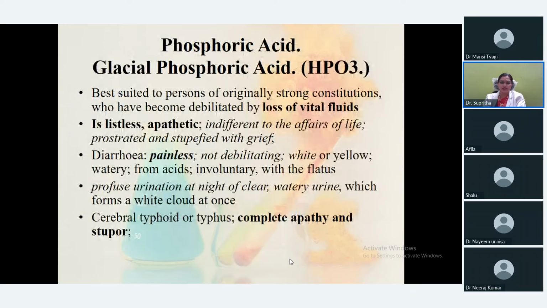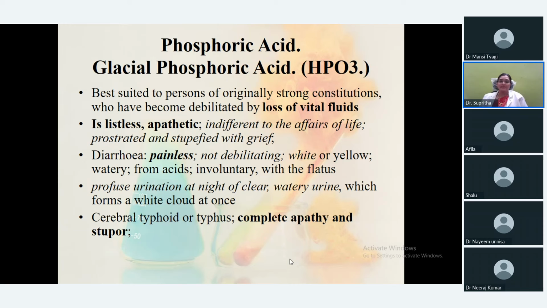Coming to phosphoric acid, or acid phos. Here it is mainly indicated for individuals who are debilitated by loss of vital fluids. Loss of vital fluids may be blood, menstrual blood, or semen. The person is listless, apathetic, indifferent to the affairs of life. They are prostrated and stupefied with grief.